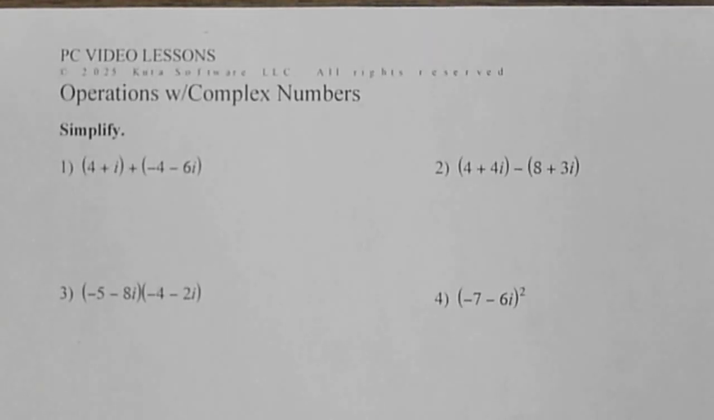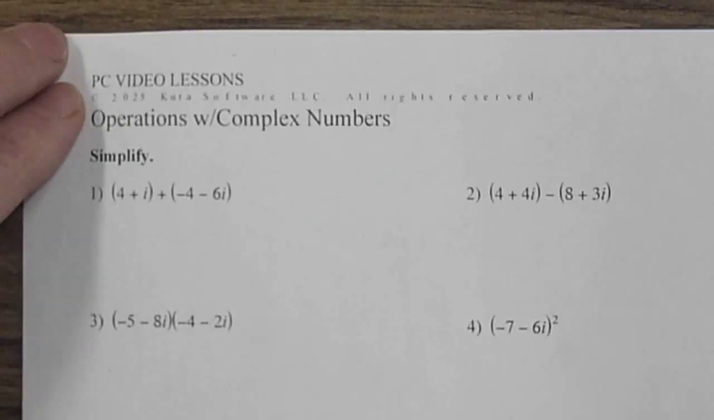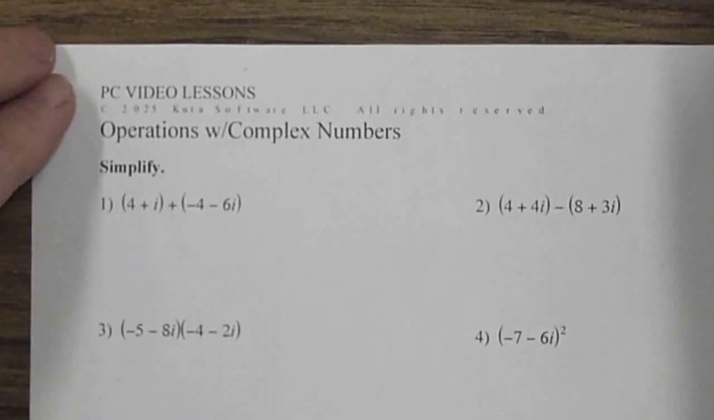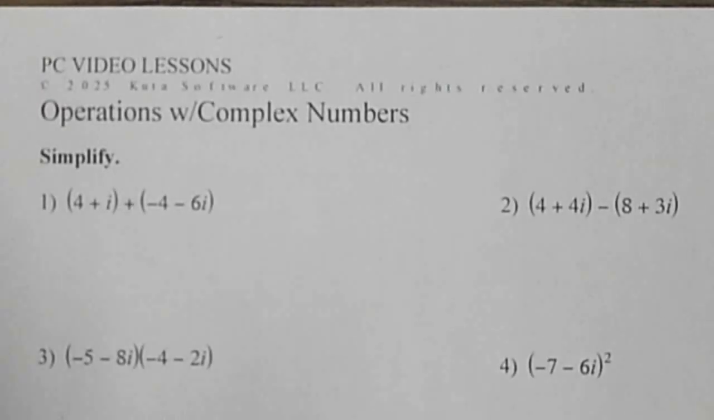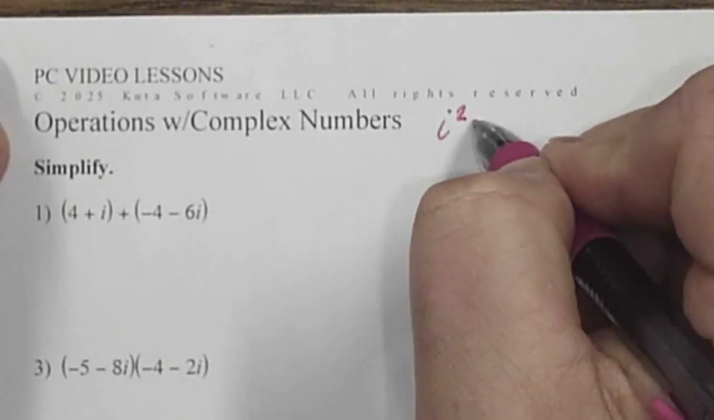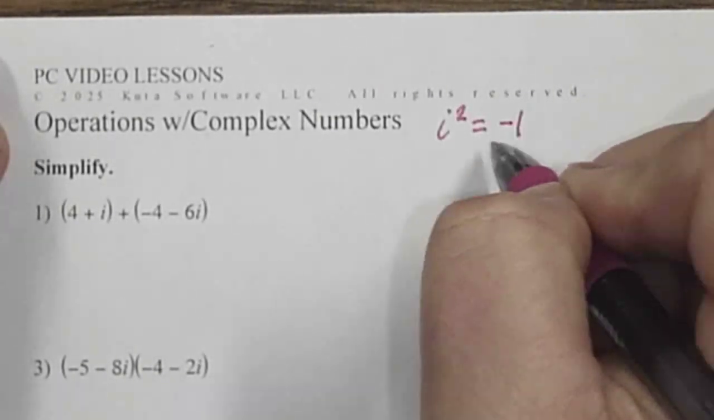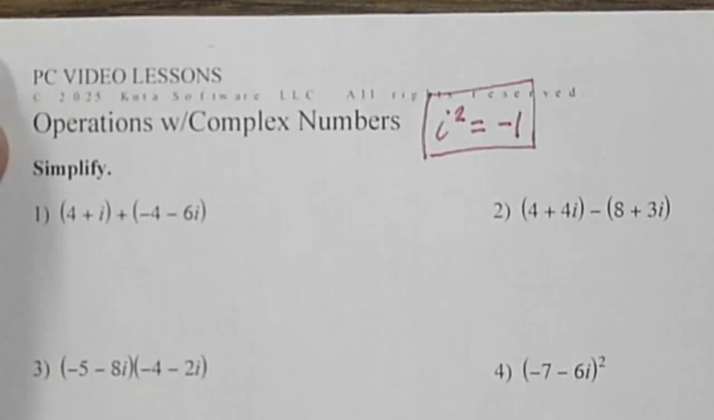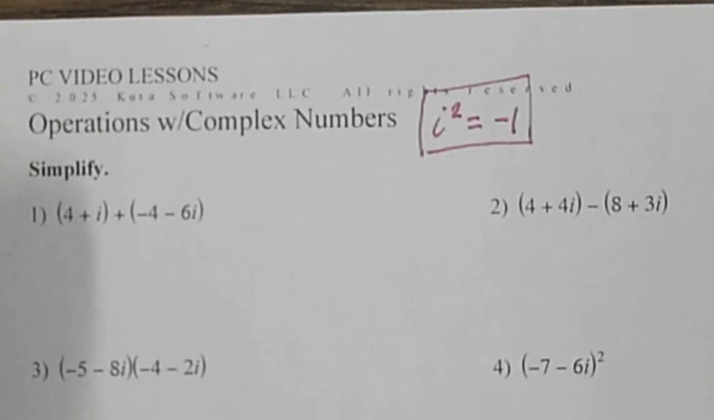All right, guys. Operations with complex numbers. Here's the quick of it. Going through a little bit of each, so pay close attention. The one thing to memorize: i squared is -1. You know that for the rest of your life. Tattoo it on your arm.